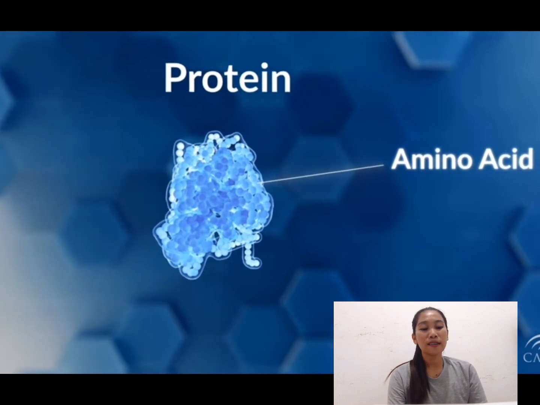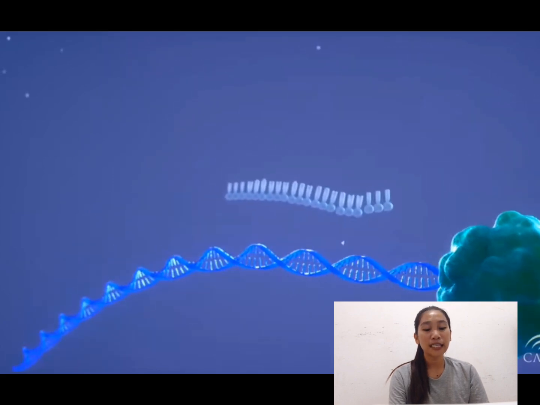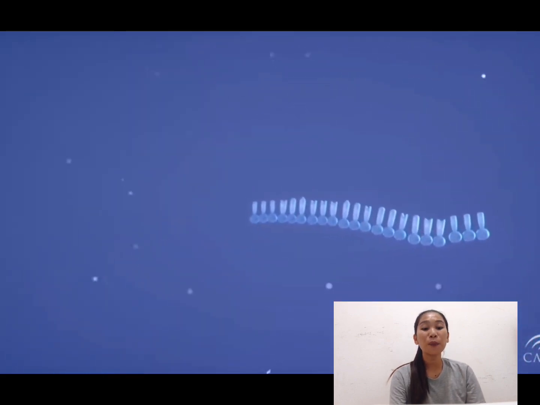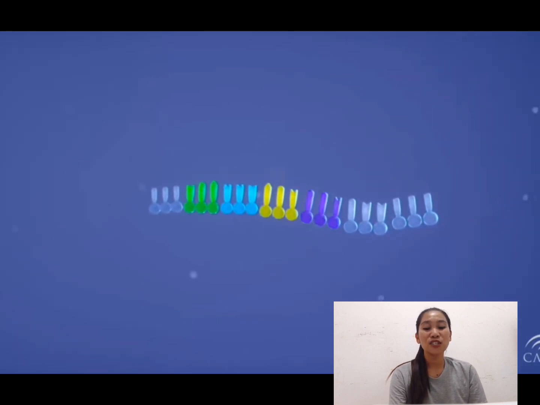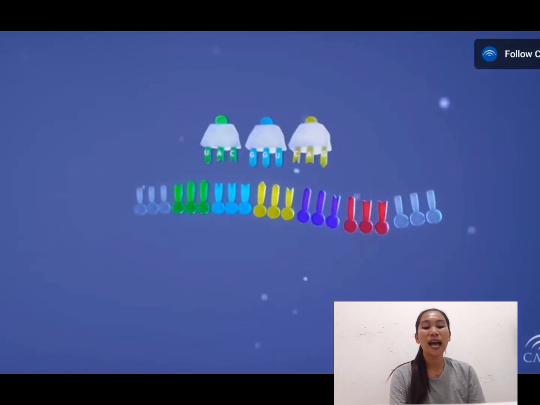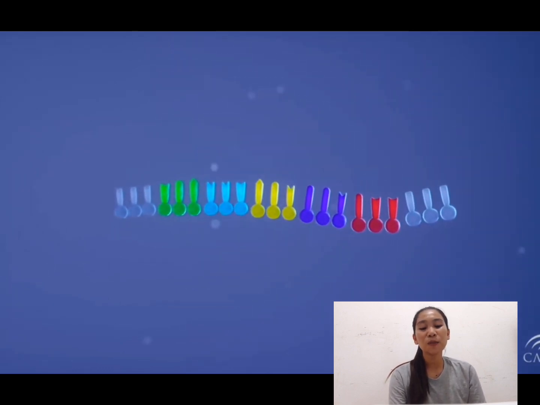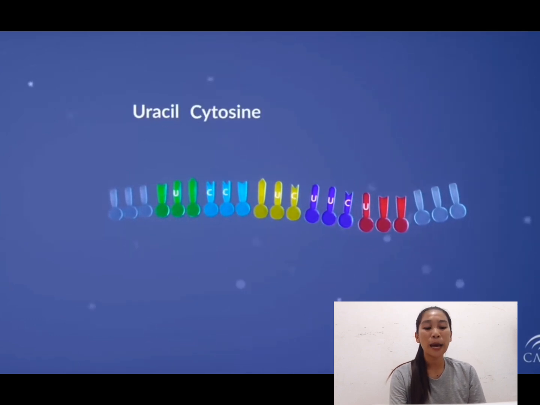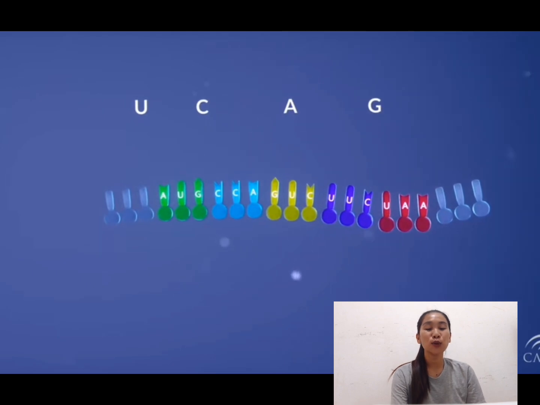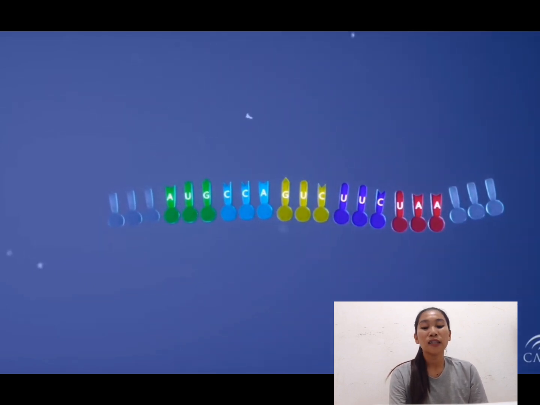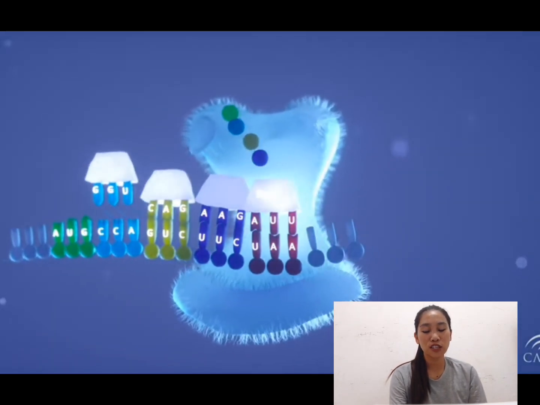There are four bases that make up RNA, which are uracil, cytosine, adenine, and guanine. We'll represent them with the letters U, C, A, and G. The order of these bases directs how the amino acids line up when they start and they stop, and determines how long the chain will be.